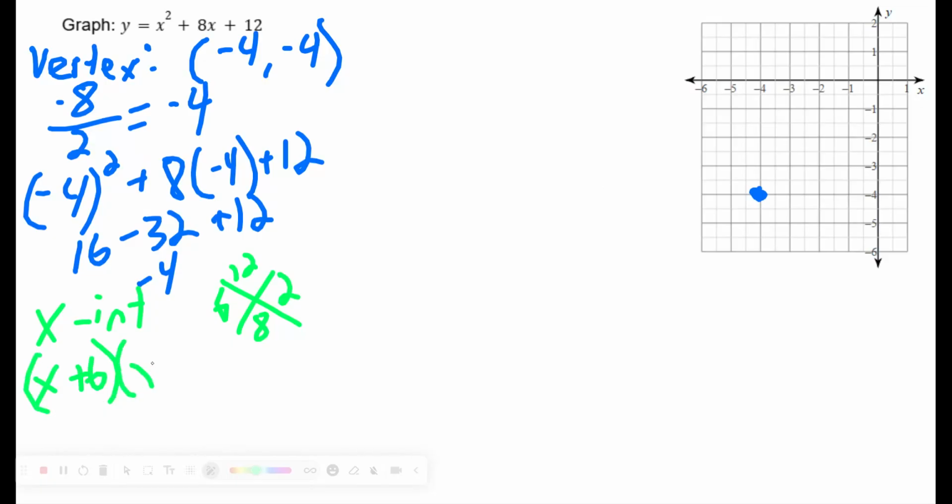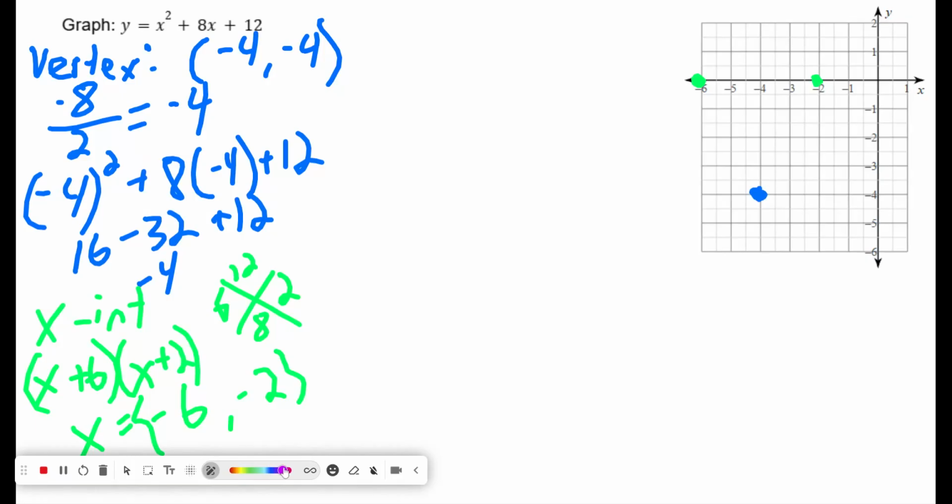x plus 6 times x plus 2. x squared plus 2x plus 6x plus 12. That should work out just fine. So x equals negative 6, negative 2. That's just my set of two numbers. So my x-intercepts are going to be negative 6, negative 2. And those are lining up nicely. They're symmetrical. They're 2 away from my vertex point.